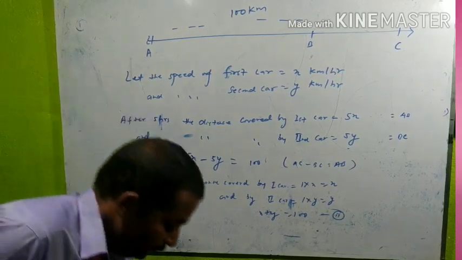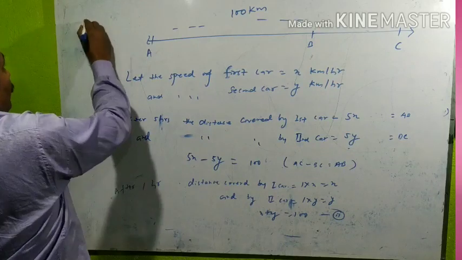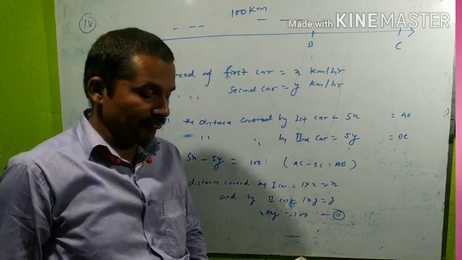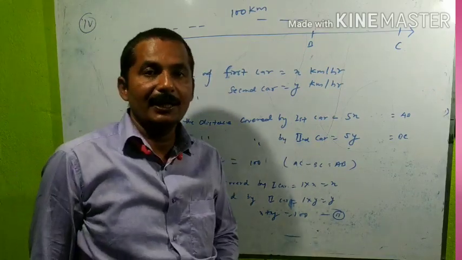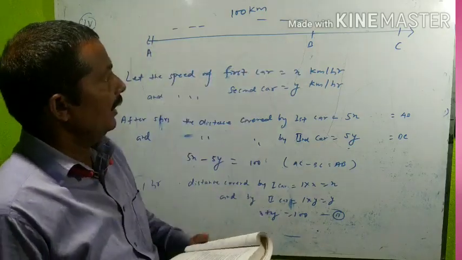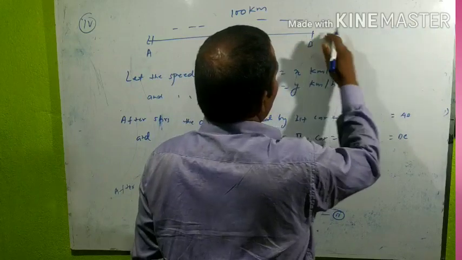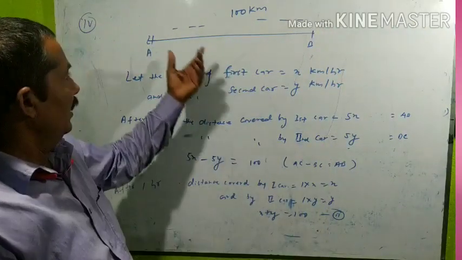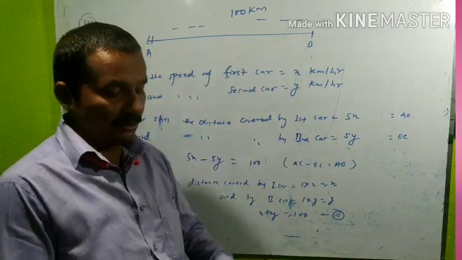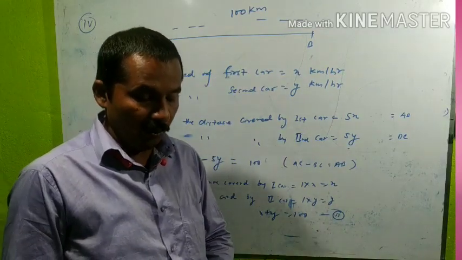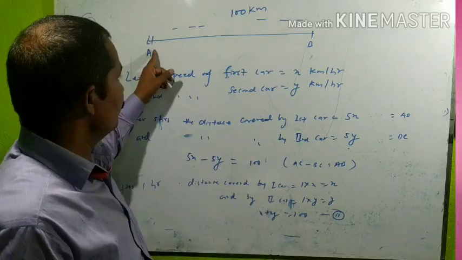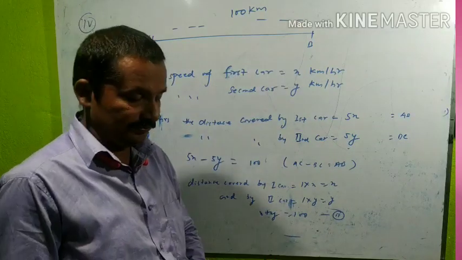Now question number 4, try to understand. The question is: places A and B are 100 km apart. Means two places are there, A and B, and the distance between them is 100 km. One car starts from A and one car starts from B.